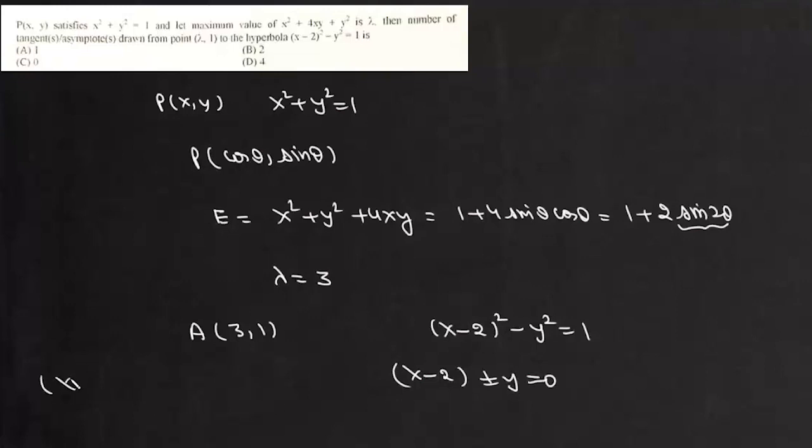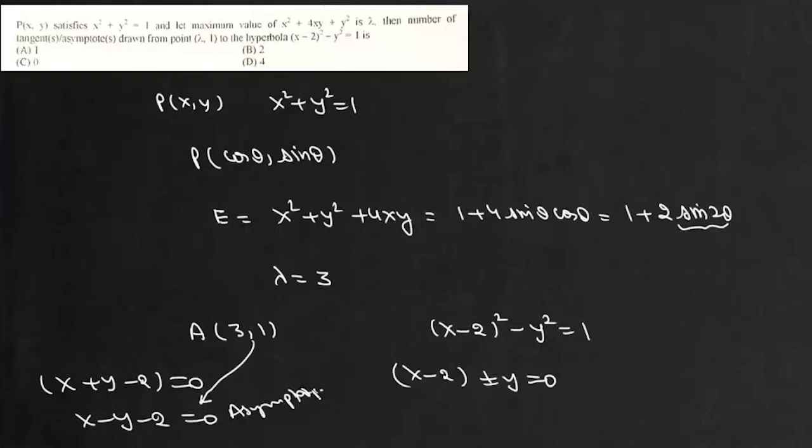So the two asymptotes are x plus y minus 2 equals 0 and x minus y minus 2 equals 0. Now if we put this point here, we'll get 3 minus 1 minus 2. So this point A will lie on this asymptote. So from this point, no tangent can be drawn to this hyperbola, but this point does lie on one of the asymptotes. So number of tangents or asymptotes drawn from this point is 1, and that's your option A.